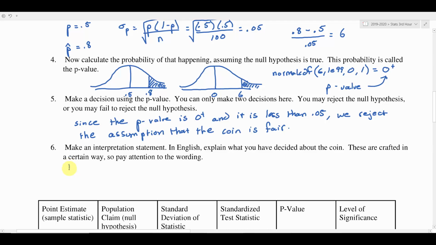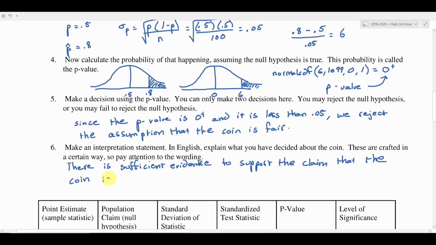So we would say there is sufficient evidence to support the claim that the coin is not fair. So that is a hypothesis test from beginning to end.